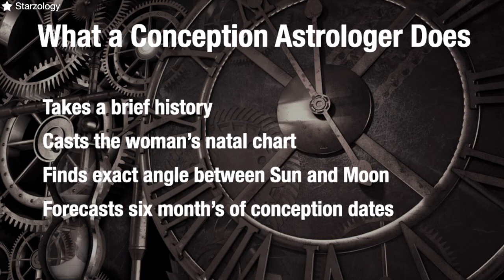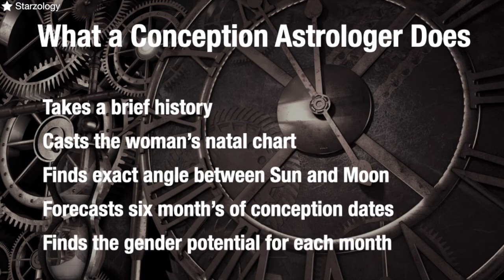And that's what you do. You wouldn't do it month after month. You just give her 6 months and she can just kind of get on with it. And typically when you are issuing your 6 month list, you're going to let her know what the gender potential for each one is, because month after month, each alternate month will be different.